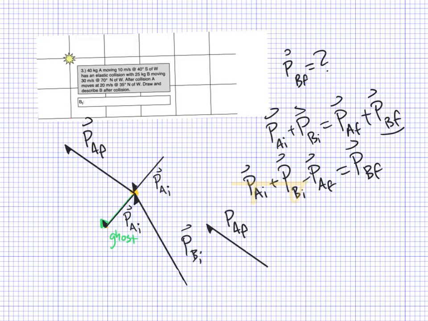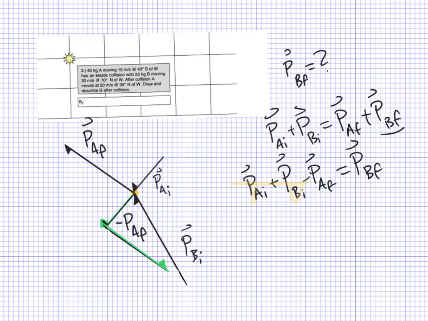We'll take a ghost copy of piece of A final, and instead of just adding it like this, we're going to subtract it. We subtract it by flipping it upside down. Now we can take our ghost and move it so we can add them head to tail. So we successfully subtracted PA final from PA initial and PB initial. We've completed all three steps of our vector addition.